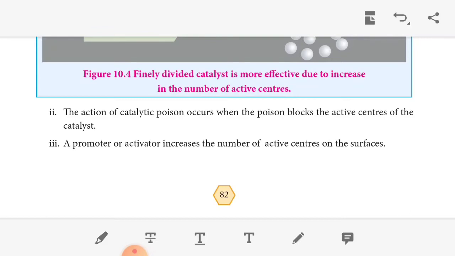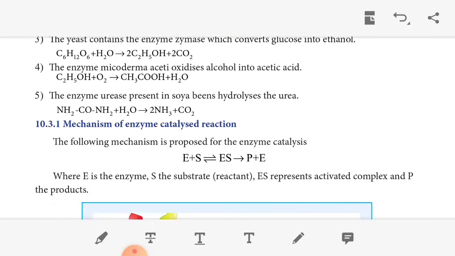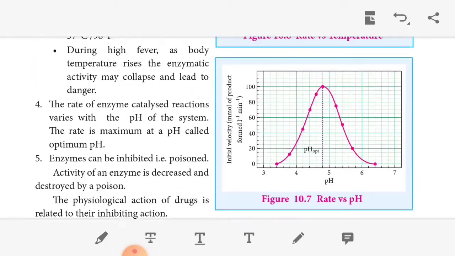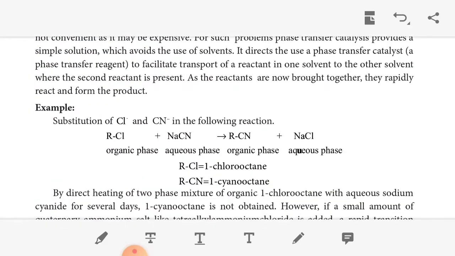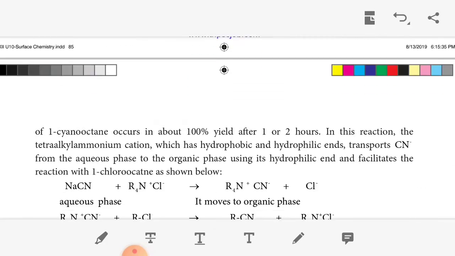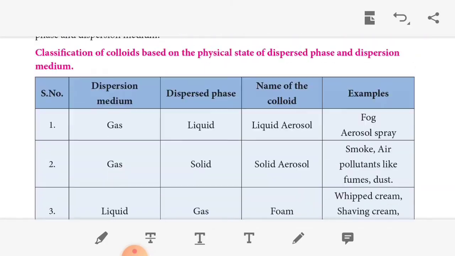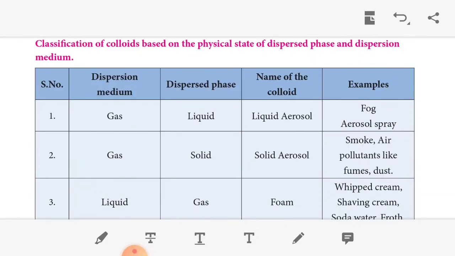Okay, then next, the topic is colloids. What is a colloid? What is the classification of colloids? Give an example of colloids in various forms. It may be asked as a 1 mark question. Repeatedly, the classification of colloids is based on the physical state of the dispersed phase and dispersion medium. You should know the meaning of dispersion medium and dispersed phase.